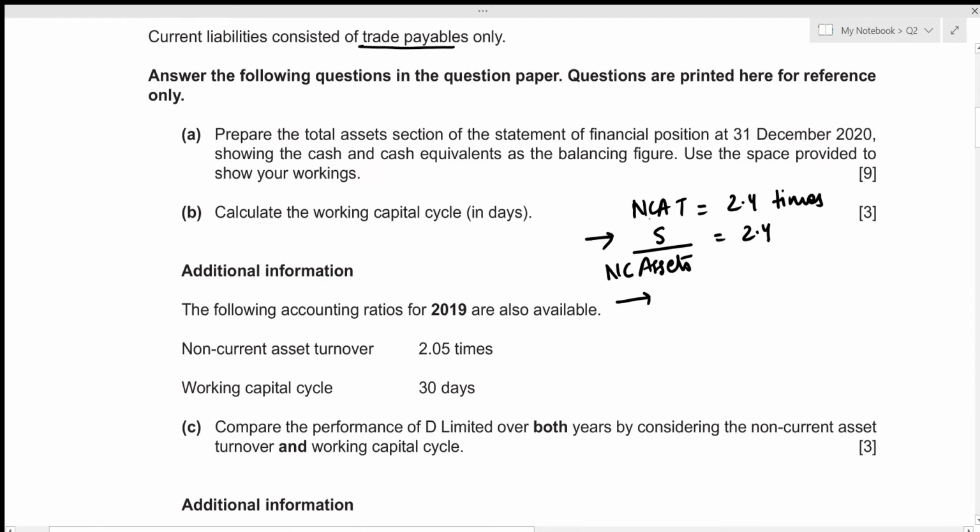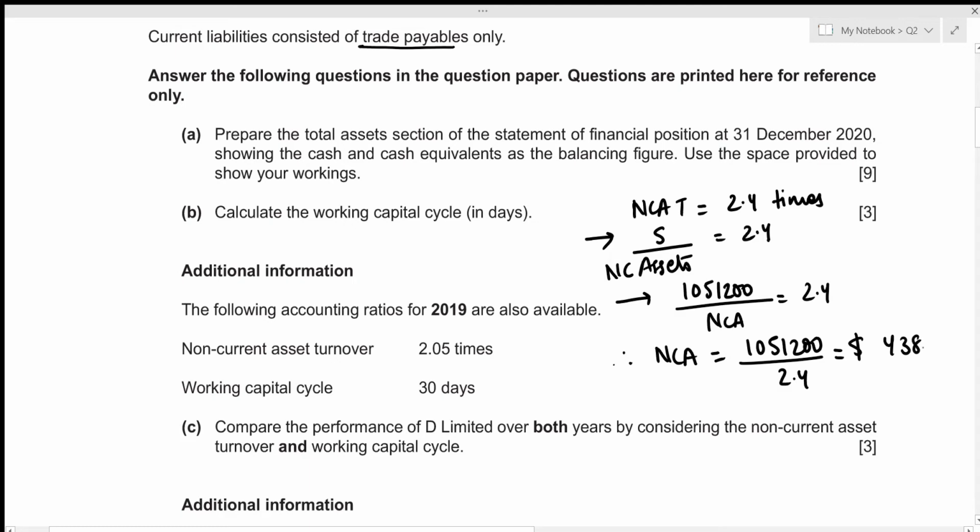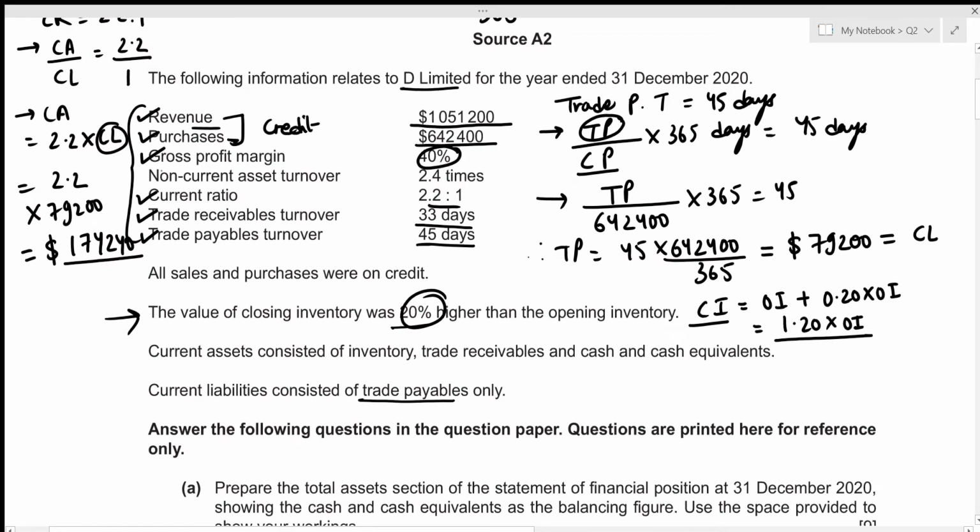Alright, we are given the value of sales to be 1,051,200 divided by the non-current assets equals 2.4. So this gives the non-current asset to be 1,051,200 divided by 2.4, which gives our total value of the non-current assets to be 438,000. All right, so we made use of each of this information.